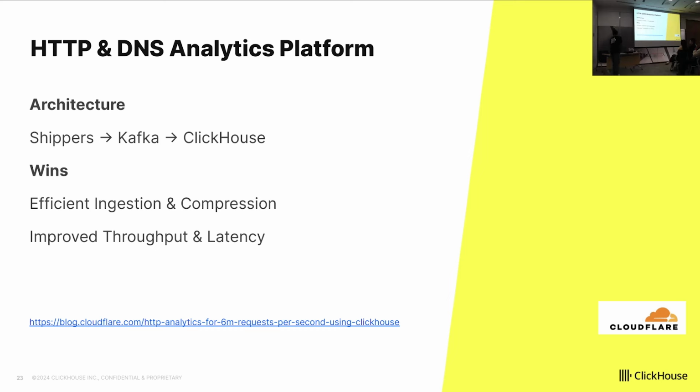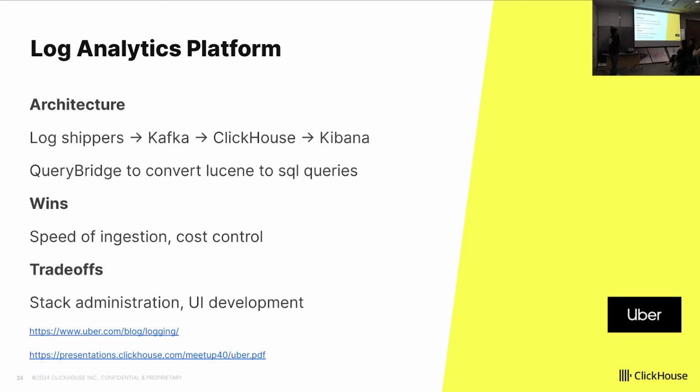Then Uber in 2021 published a blog on how they moved from Elasticsearch to ClickHouse for their centralized logging. The link is here. One of the things they mentioned is that they got 10x compression. ClickHouse compression is very efficient. Everybody says the data size has reduced drastically, and the same goes with Uber.